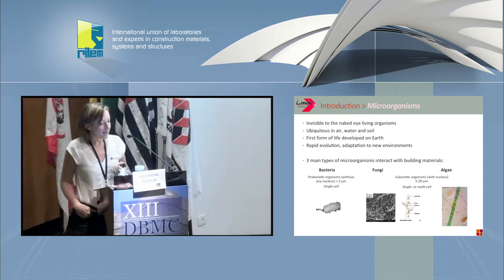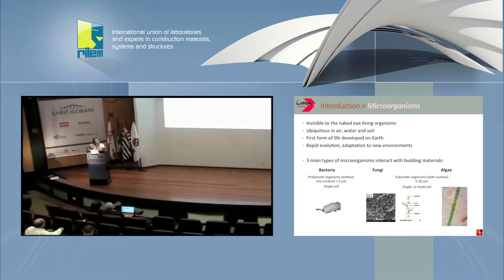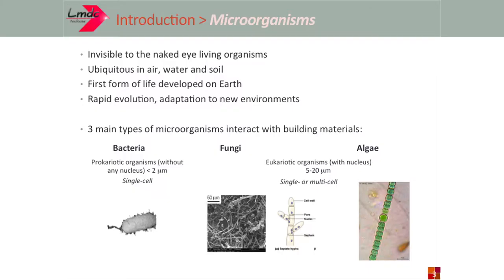So what are microorganisms? Microorganisms are living organisms invisible to the naked eye. They can be found in air, in water, and in soil. They were the first form of life to develop on Earth, and one of their major characteristics is that they can evolve rapidly and adapt to new environments. So three main types of microorganisms interact with building materials.